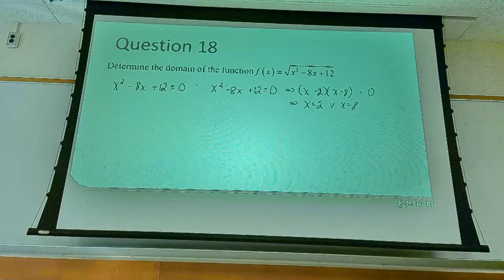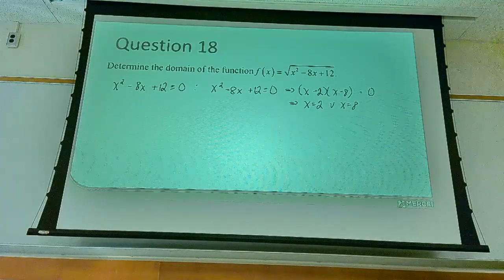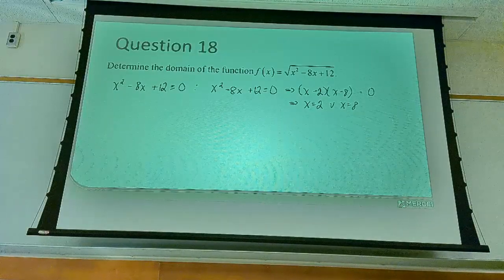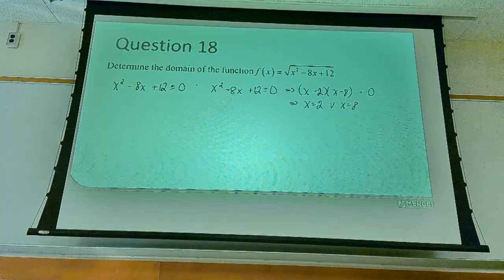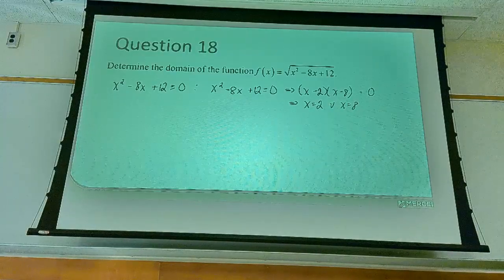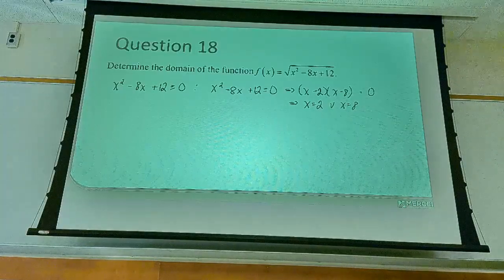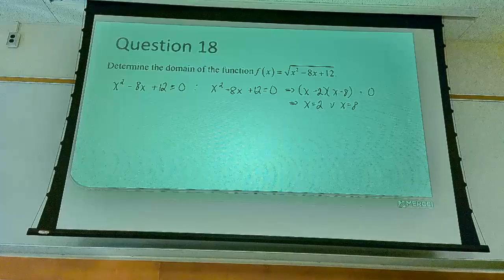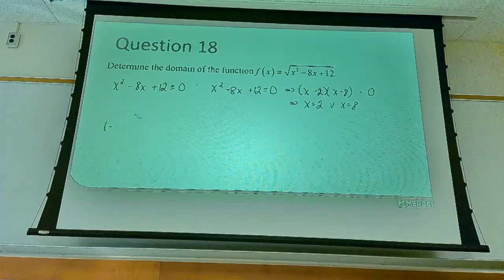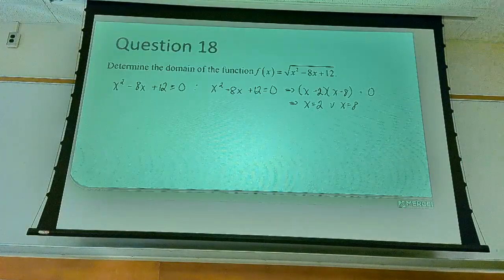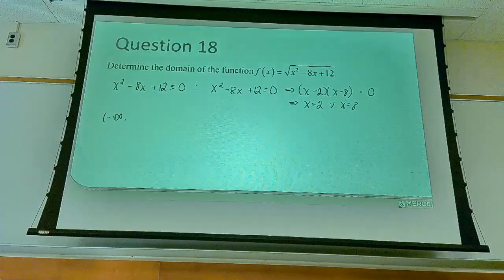Now what you do is you set up test intervals. You take negative infinity to infinity and break it up at the breakpoints. So your first test interval would be negative infinity to 2. Oops, not 6. It should be 6. Why did I do 8?